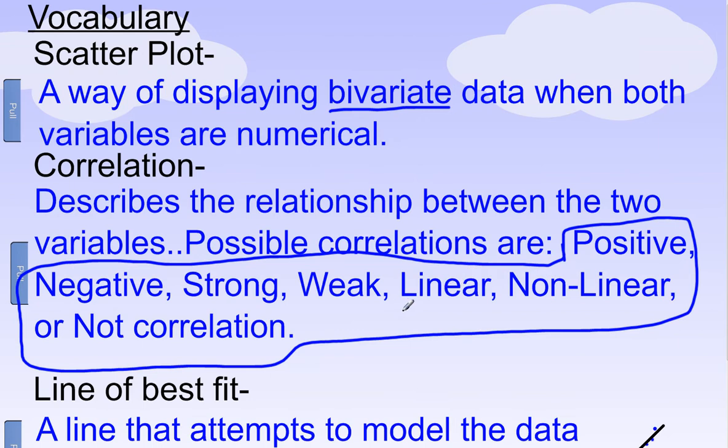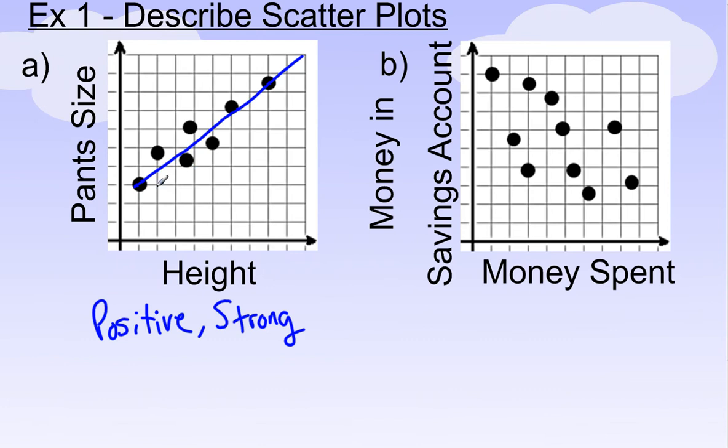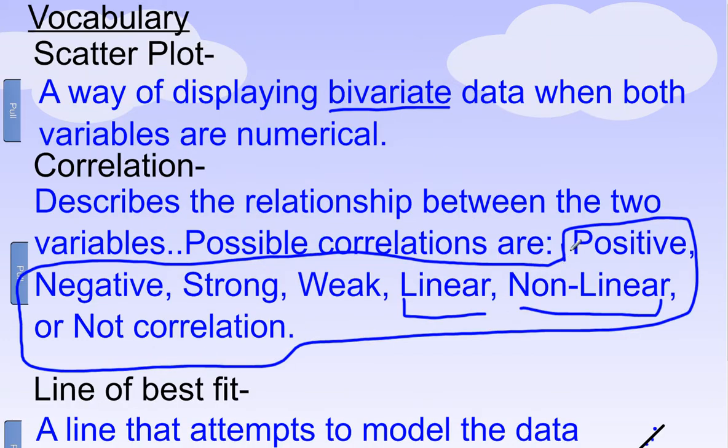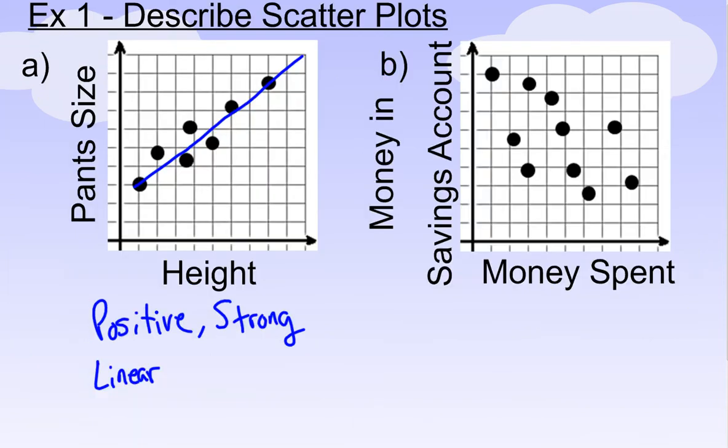Let's see. Next we have, is it linear or nonlinear? So that's asking, do these points follow a straight line or are they kind of curvy? Well, this appears to follow a straight line, so I would call this linear. And if it is any of these things, positive, negative, strong, weak, linear, nonlinear, then it's definitely not going to be no correlation. No correlation is if there is no relationship between the two variables.